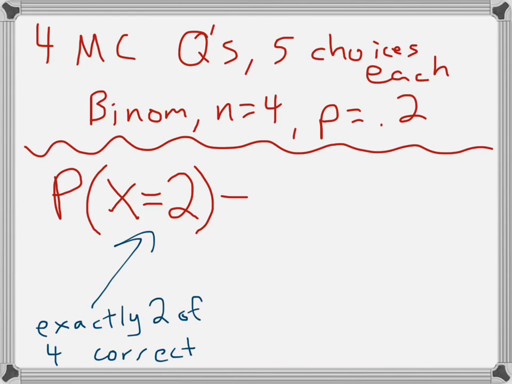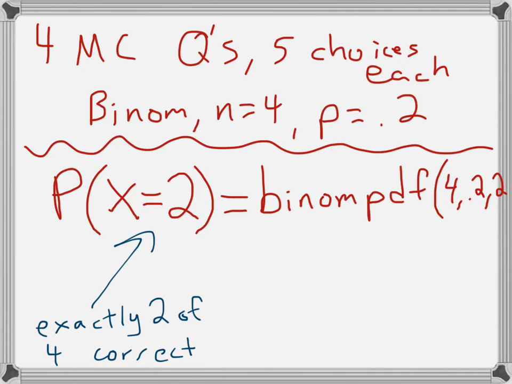So on your calculator, what we want to enter is binompdf, and then in the parentheses, what we're going to do is 4, .2, and 2. So you probably want to know how to get that in your calculator.